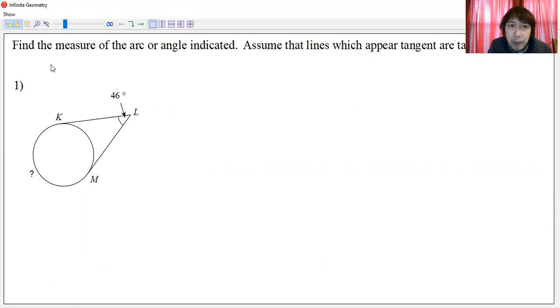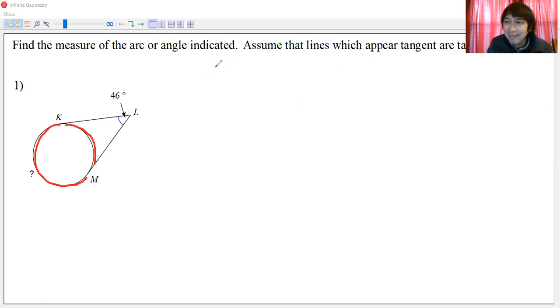Find the measure of the arc or angle indicated. We have here two tangents intersecting at the exterior, forming the angle 46 degrees. We're after the arc, which is marked with a question mark over here. You can see this arc here, that's the bigger arc, and we have the smaller arc over there. None of them is given.